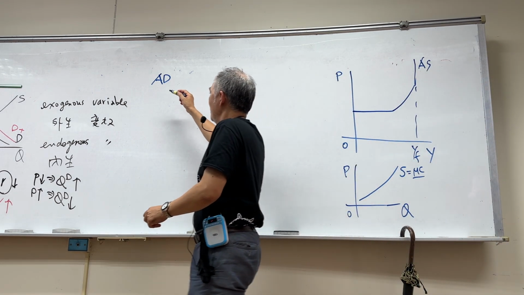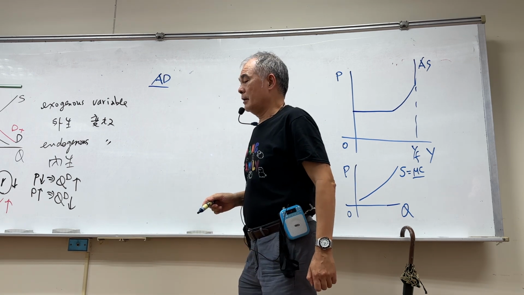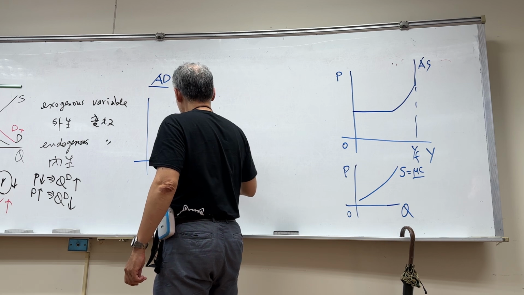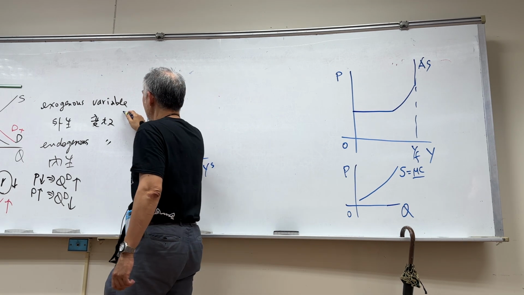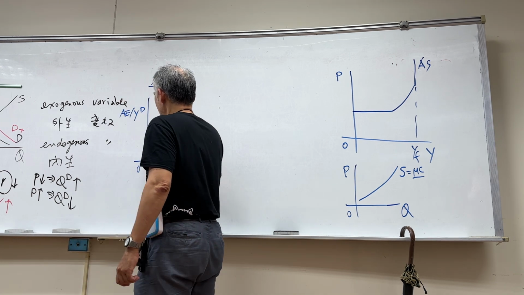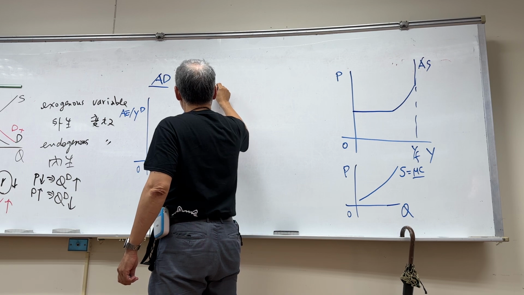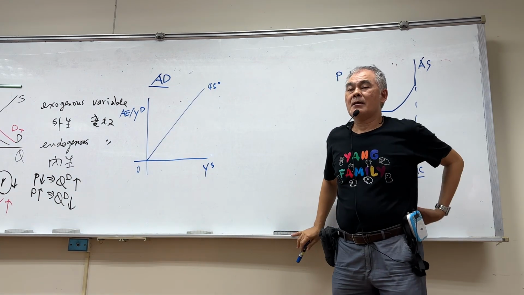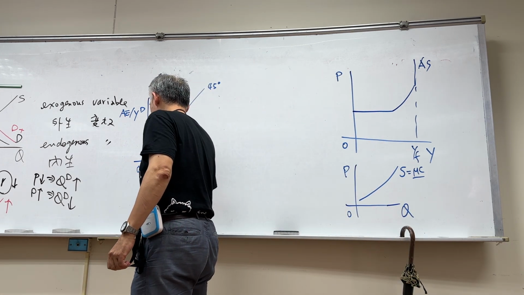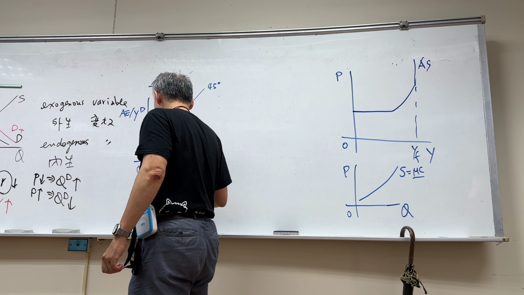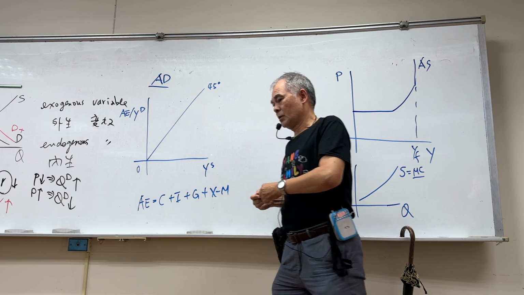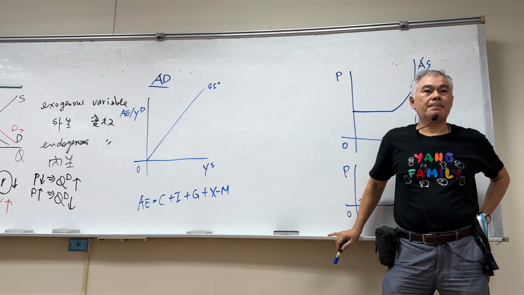Then we get to aggregate demand. Let us say this is the Keynesian idea, okay? So you have Y here, and you have AE, aggregate expenditure, and you have YD. And this is the 45-degree line. Okay, any questions? Okay, so what is AE? AE is equal to C plus I plus G plus X minus M. Any questions so far?